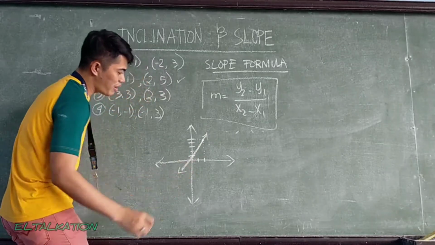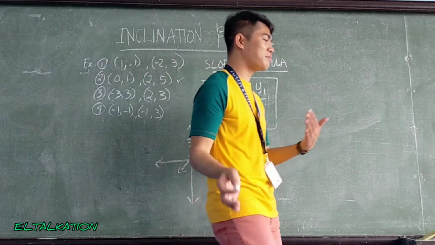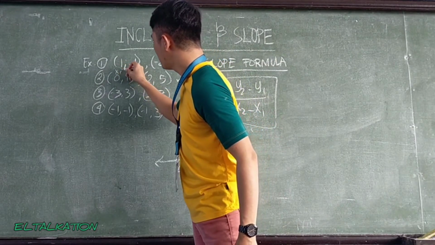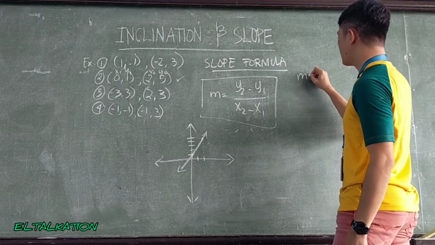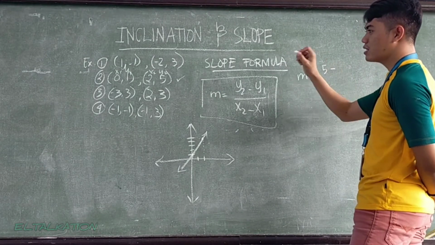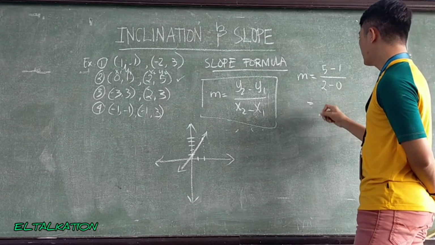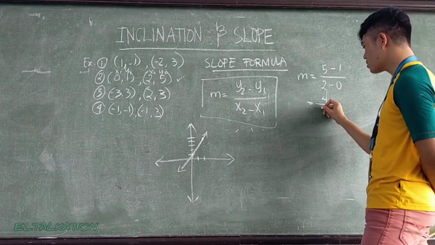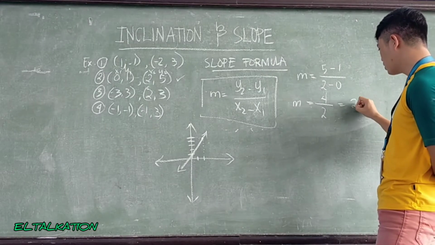So, our slope now is a positive slope, kasi slanting upward. So, let's substitute para makuha natin yung slope. Given x sub 1, y sub 1, x sub 2, y sub 2, we have m is equal to 5 minus 1 all over 2 minus 0. So, simplified, 5 minus 1 is 4, all over 2 minus 0 is 2. So, with this slope, 4 over 2 is 2.